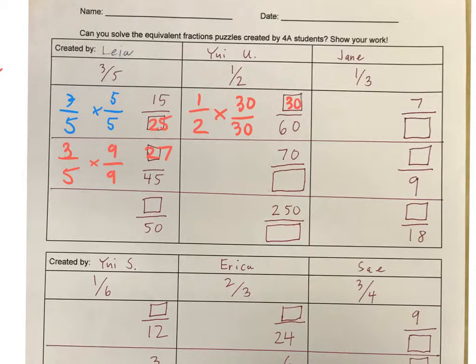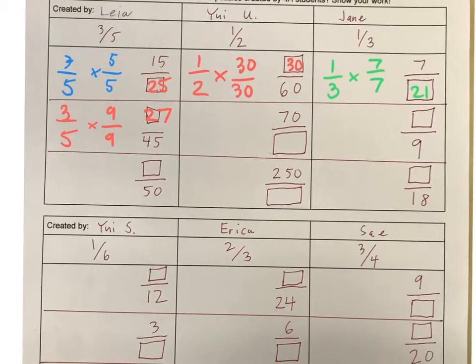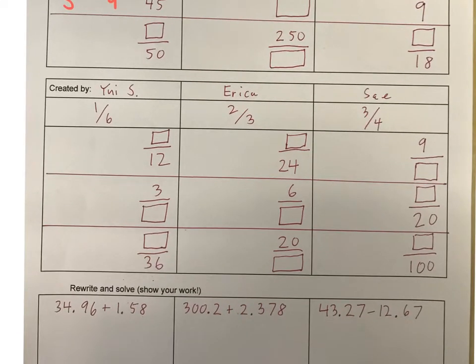So here's Jane's, and for Jane we have 1/3. So 1 times what is going to give us 7? Well, 1 times 7. So the bottom will be 21. Moving down to, let's see, Yui's. Yui has 1/6 for hers. So 6 times what equals 12? The answer is 2. So 2/2 there. And that means you're going to have 2 in the numerator.